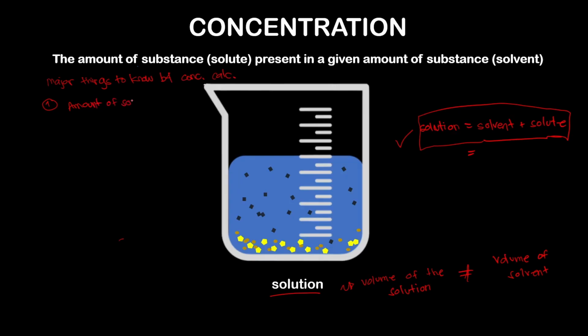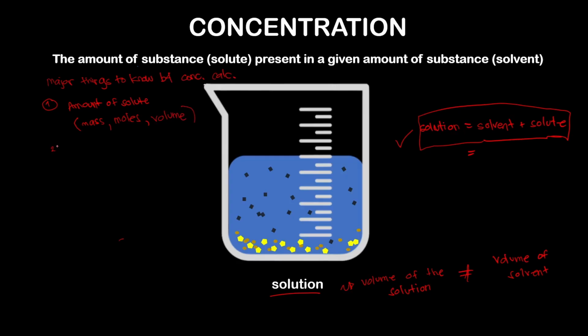First, you must know the amount of solute. So the amount of solute can be in mass, so it can be grams, milligrams, any mass. Then it can be in moles, so we can use the periodic table. Then it can also be given as volumes. It can be liters or ml.